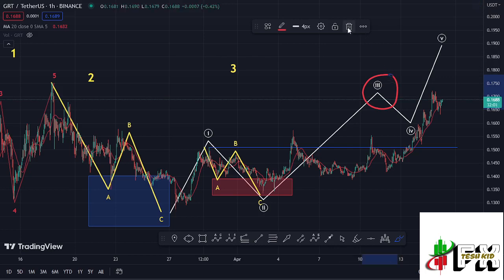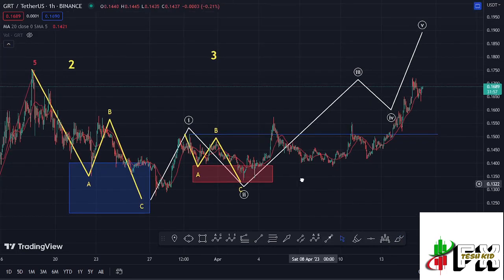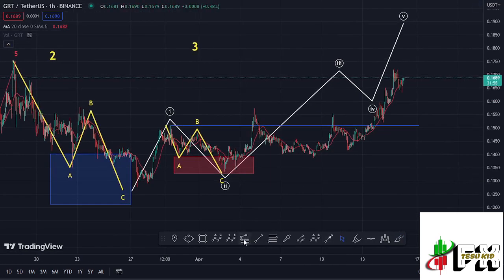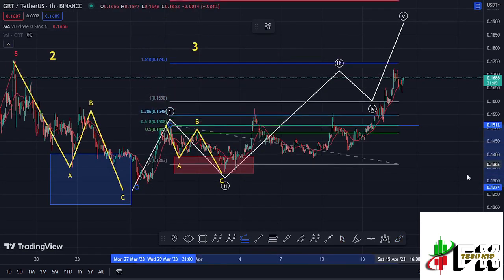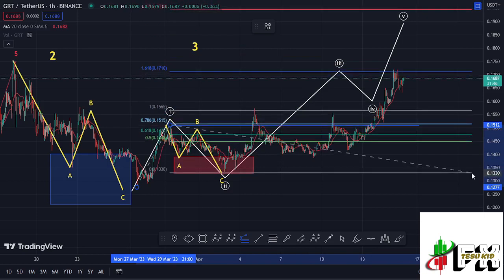And allow me to continue with the video by first giving you my target areas in the formation of that wave 3 by connecting the trend-based Fibonacci from the low of the first wave to the high of that wave 1, then dragging the Fibs to the low of the second wave, and that now gives me a target area in the formation of that wave 3 at the Fib level 1.618, and that is at around the $0.171 mark, which is a target area at the time of this recording we have fully maximized.